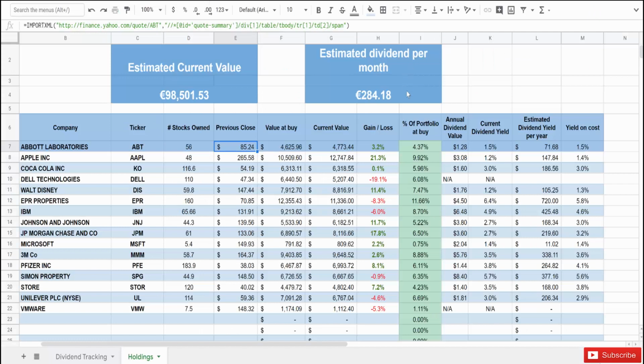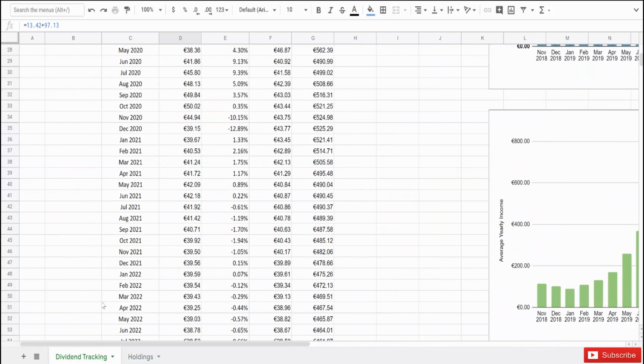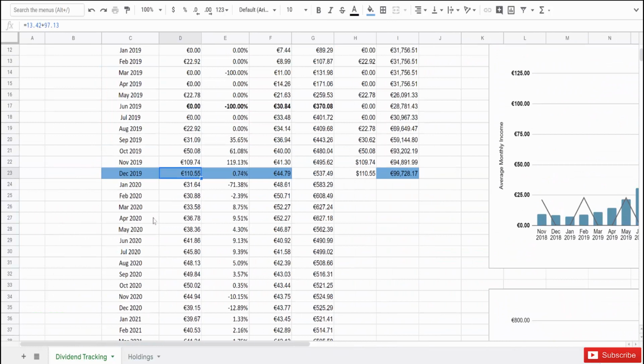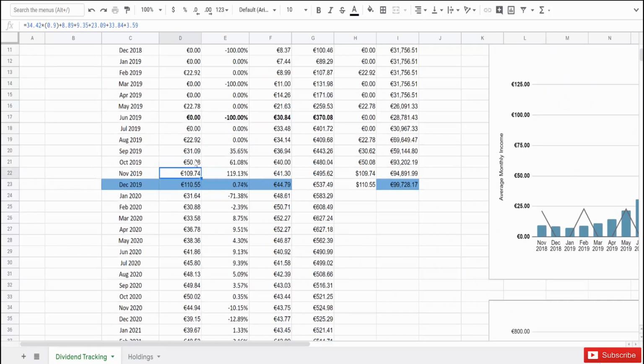So if I go back to my Google Sheets, I see here that I have calculated that my estimated dividend per month, earned dividends, is 284 euros. But in fact, the month that I have got paid the highest until now is November, and I have only got paid 109 euros.